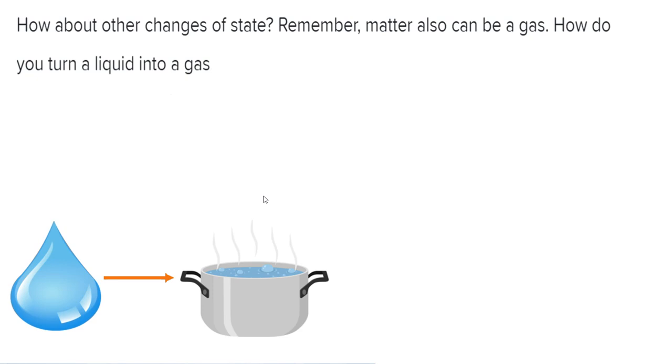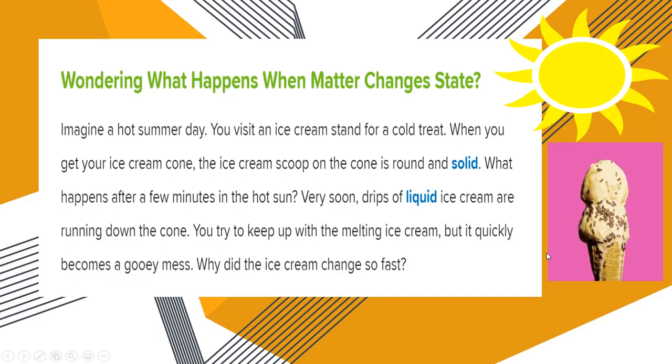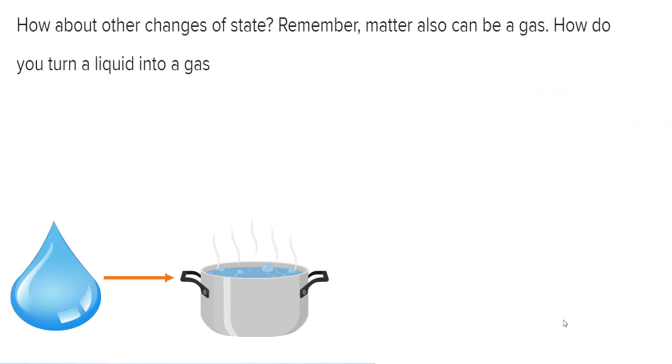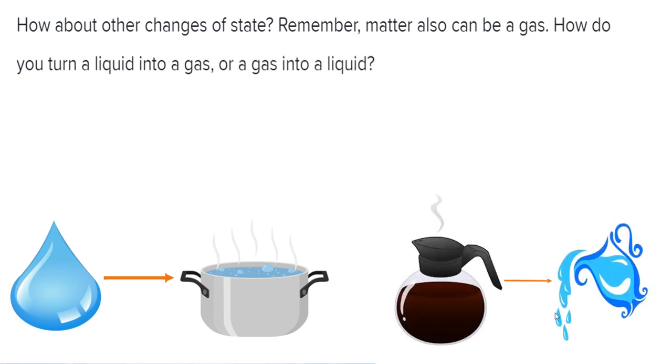How about other changes of state? Remember, matter also can be a gas. How do you turn a liquid into a gas? So here I have a liquid and we changed it into a gas. How did we change it into a gas? The same reason. Why did the ice cream melt so quickly? That's another question that you should have answered in your head. How do you turn a liquid into a gas? You have a visual. Or how do you change your gas into a liquid? Once again, put the answer in your head. You have a visual, or say it out loud, or tell your parent, tell your puppy, tell somebody.